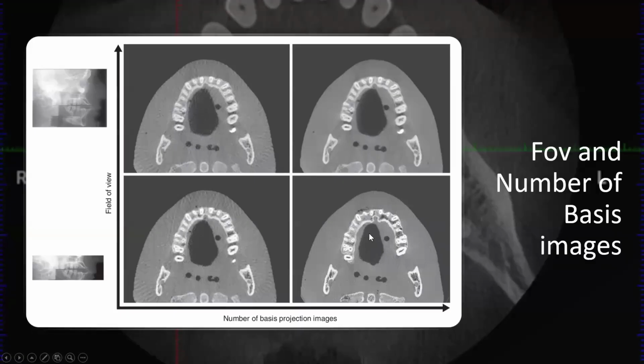Similar concept to going from round to rectangular collimation. You're collimating the image, so you get less noise. Ideally, you should have a less noisy image. That could help you with the contrast.